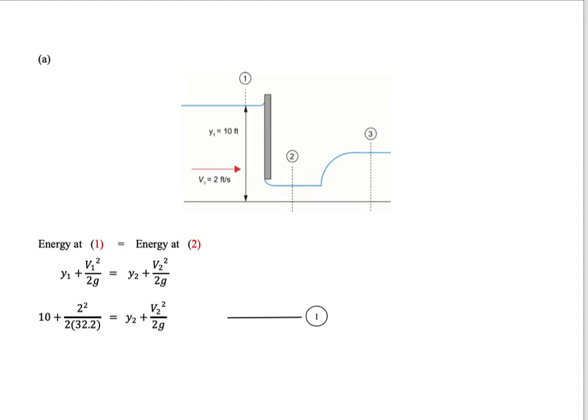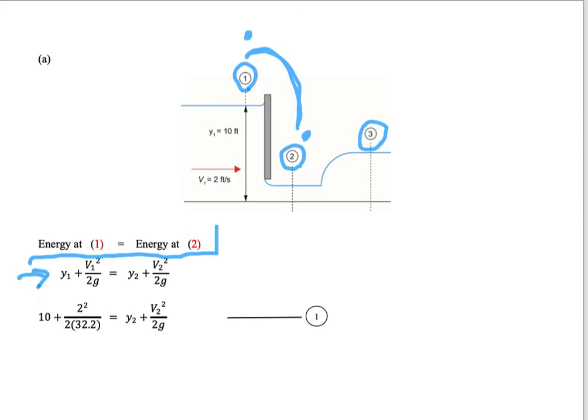Okay, so first we calculate the energy. As you know, we have point 1 at the inlet, point 2 before the hydraulic jump, and point 3 after the hydraulic jump. Between points 1 and 2 there is no hydraulic jump, so we could say that the energy at point 1 is equal to the energy at point 2. So we write down the energy equation.